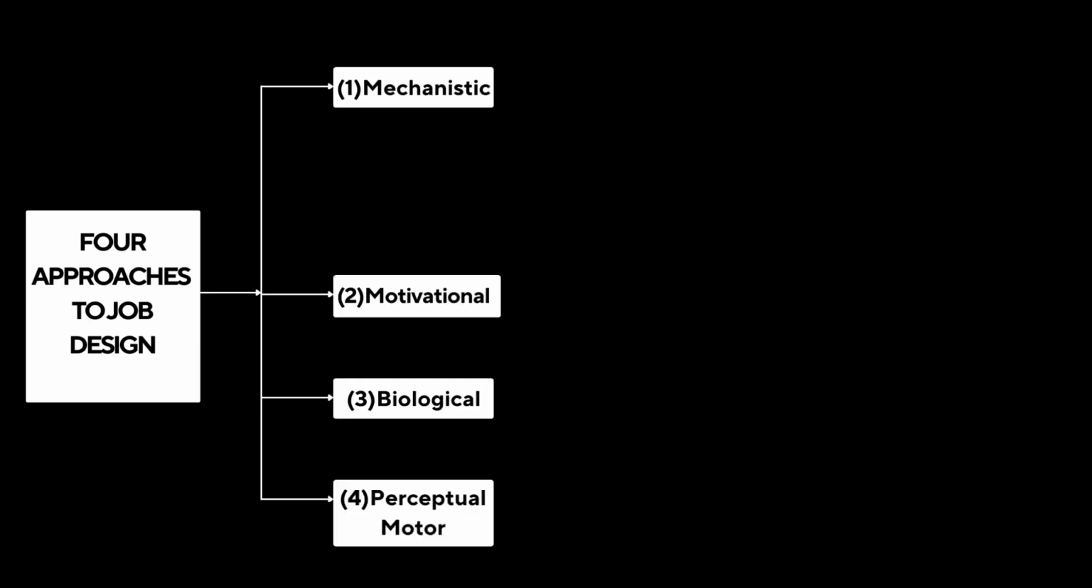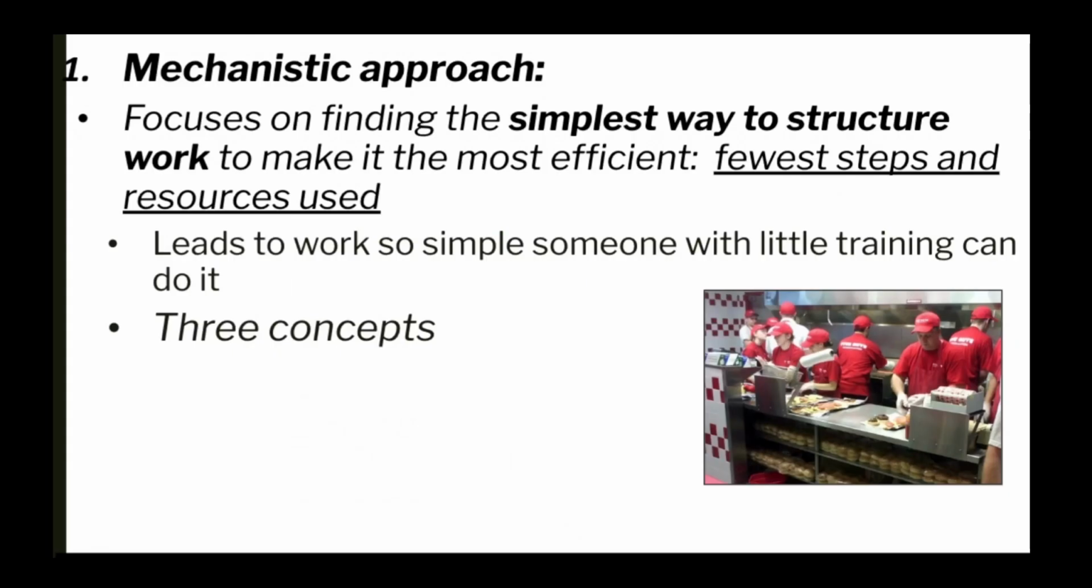Okay, so there are four approaches to job design. There's mechanistic, motivational, biological, and perceptual motor. The mechanistic approach focuses on finding the simplest way to structure work and to make it the most efficient. Fewest steps and resources used. It leads to work so simple, someone with little training can do it. So for example, the picture here is fast food. Every little step is given so that people will just follow it. Anyone can come in and come out and follow the steps.